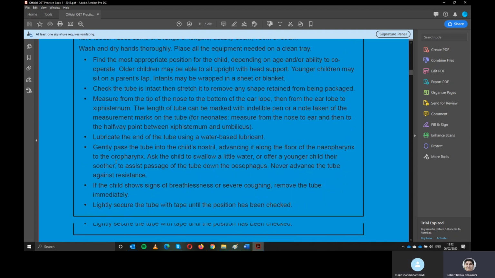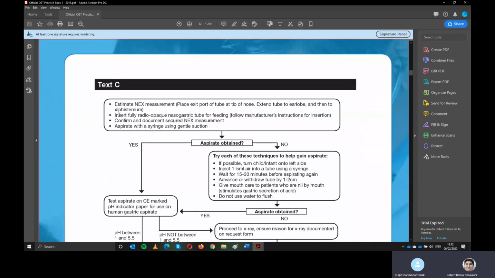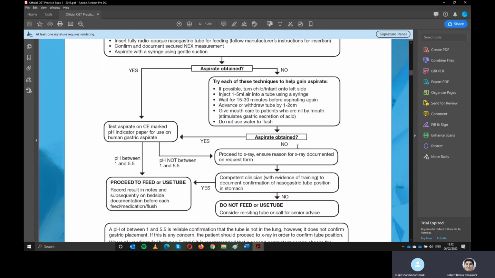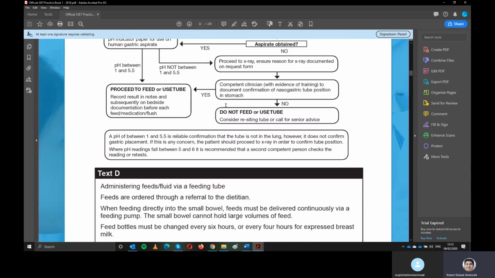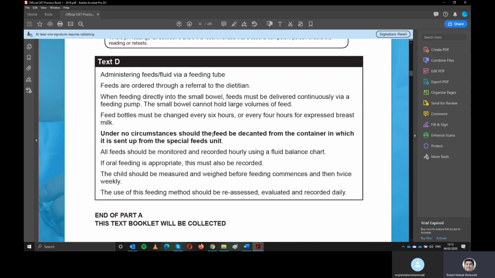And this is the procedure, how they do it. Text C is estimate, measure, insert fully, confirm, document, aspirate the syringe, and there is a flow chart. So it's making sure aspirate is obtained, making sure that it is in the right place probably. And text D, administering feeds and fluids, how these are used. This is our survey.